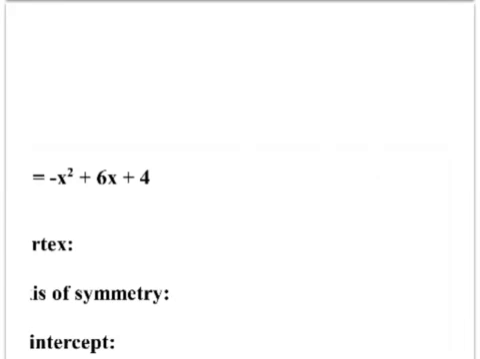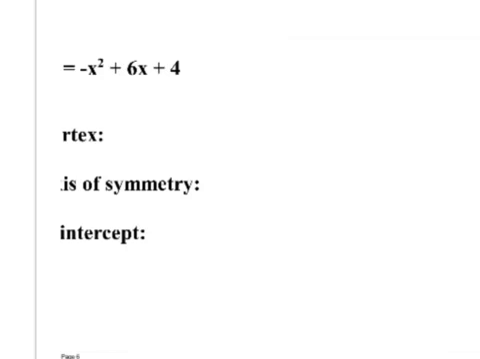Alright, so you need to do this. Y equals negative x squared plus 6x plus 4. We need to find the vertex, the axis of symmetry, and the y-intercept. The easiest one to find is the y-intercept. Someone raise your hand. Tell me what my y-intercept is. Jordan. 4. It is the number by itself.